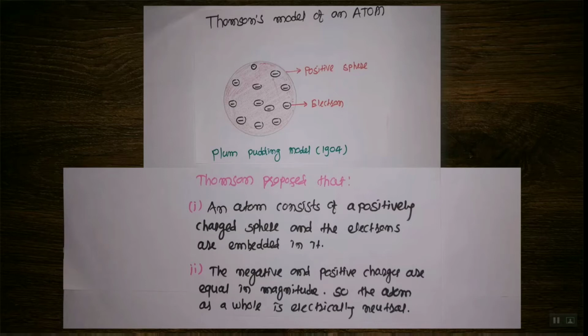According to Thomson, an atom consists of a positively charged sphere and the electrons are embedded in it. You can see the red colored part is the positive sphere and the negatively charged particles, the electrons, are present inside that sphere. The second postulate: the negative and positive charges are equal in magnitude, so the whole atom is electrically neutral. So this is the Thomson atomic model.